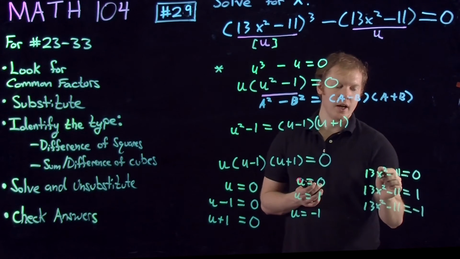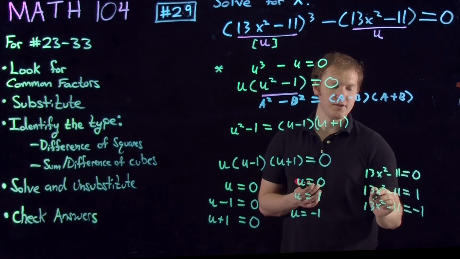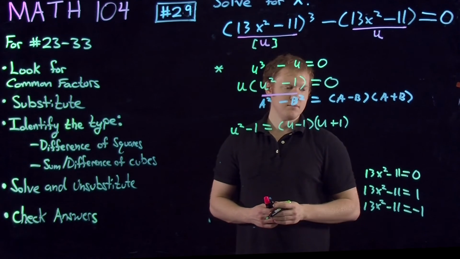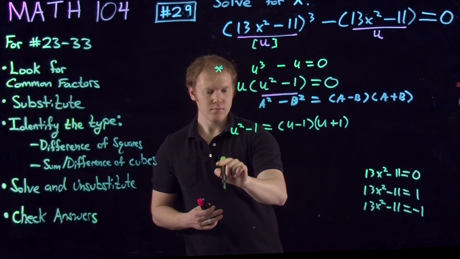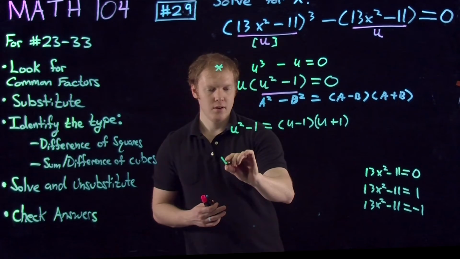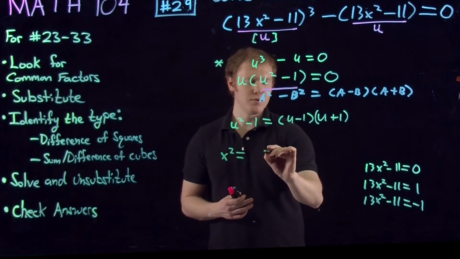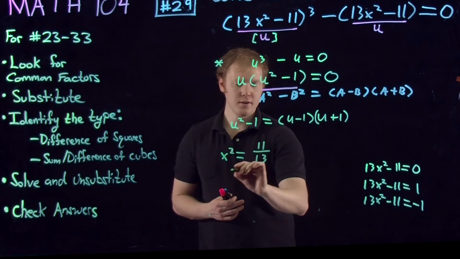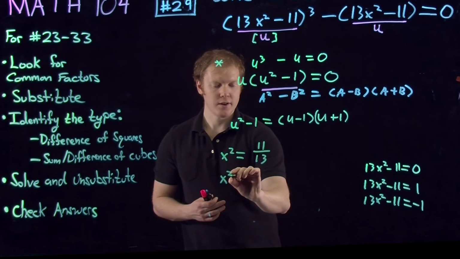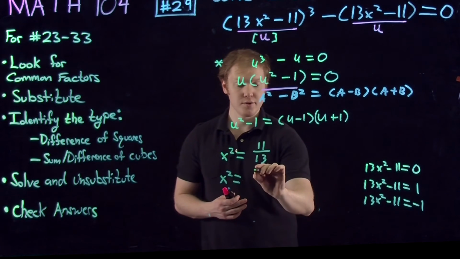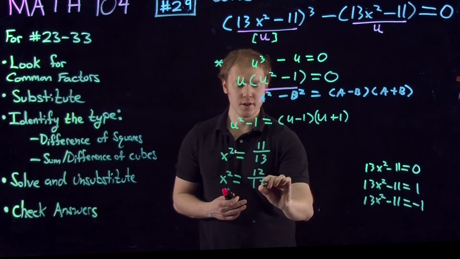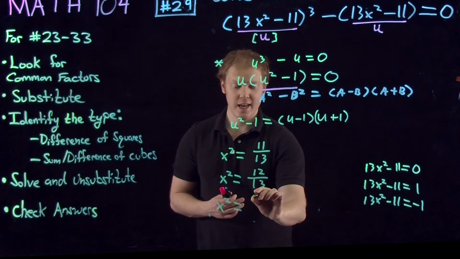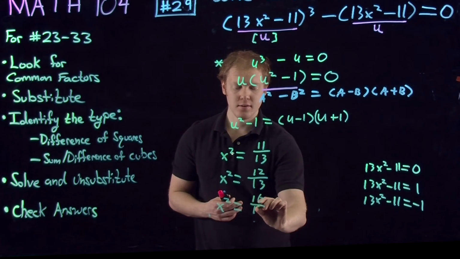Now our goal is to isolate x squared for each of these quantities so we can isolate x for each of them. And this gives us the following. We will get x squared equals 11 over 13. We will then get x squared equals 12 over 13. And then we will get x squared equals 10 over 13.